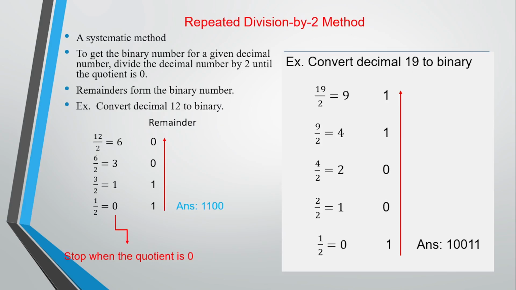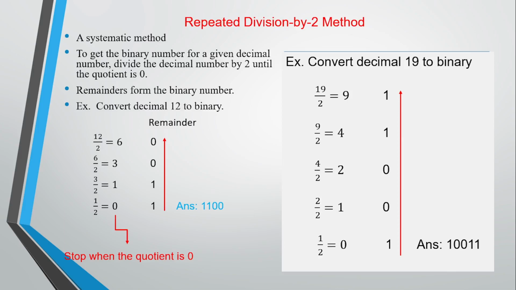Repeated division by 2 means simply we take a decimal number and divide it by 2 till the quotient becomes equal to 0. We collect the remainders at every step, and those will be either 1 or 0 since we are dividing the number by 2. So, repeated division by 2 is a systematic method, and we can convert a decimal number to an equivalent binary number simply.